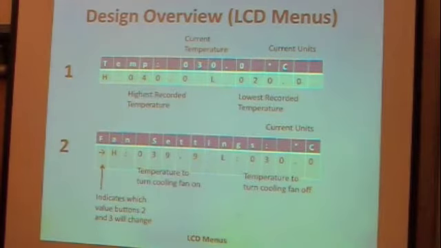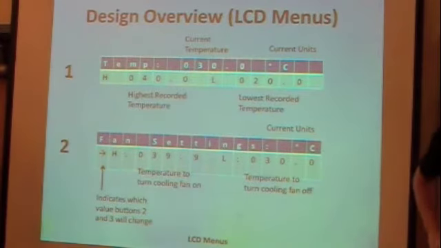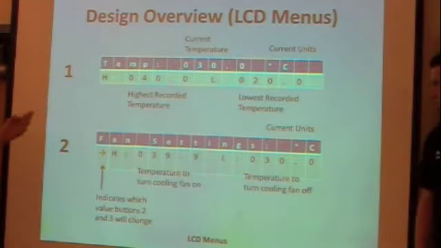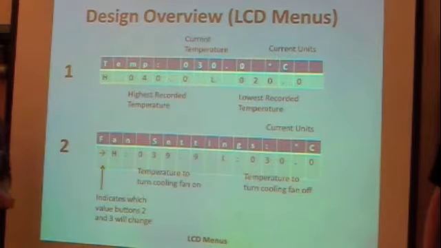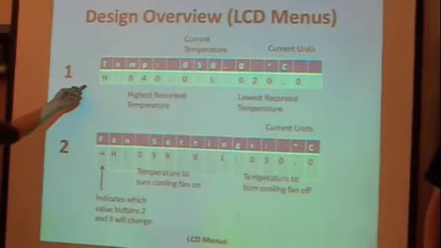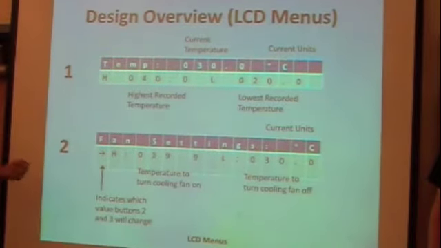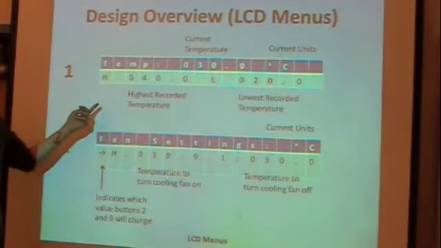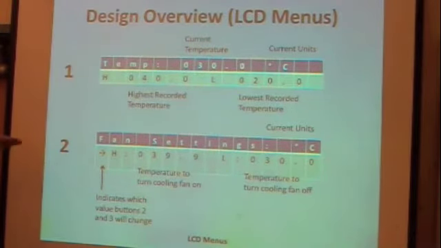Okay, for the LCD menus, whenever you load the program, it starts with showing the current temperature. You can adjust the units from degrees Celsius to Kelvin to degrees Fahrenheit by pressing button 1. The first screen that shows the current temperature also records the high and the low. It keeps track of the temperature and the range of the temperature.